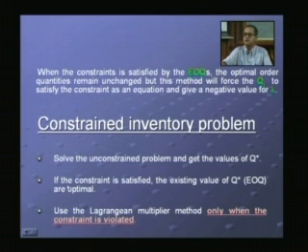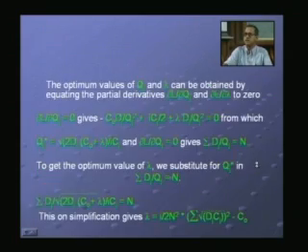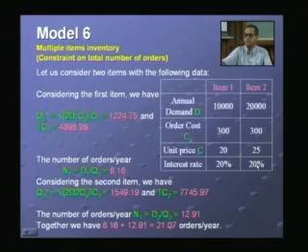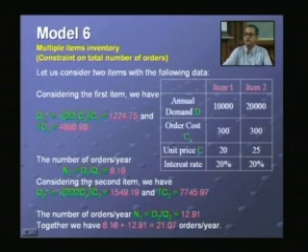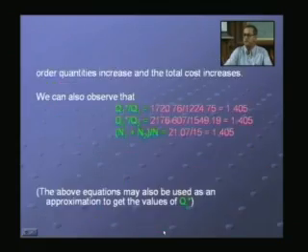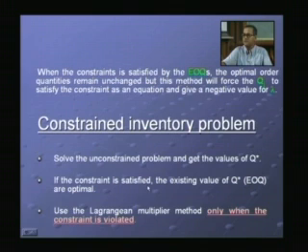Now, what are the steps? Solve the unconstrained problem and get the values of Q star, like what we did. We solved the unconstrained problem first and got the economic order quantities, the total cost and the number of orders. Then go back and check whether the constraint is satisfied or violated. We found 21.07 orders, which violates the 15, so we use the Lagrangian to solve. If the constraint is satisfied, the existing Q star EOQs are optimal. Use the Lagrangian multiplier method only when the constraint is violated.